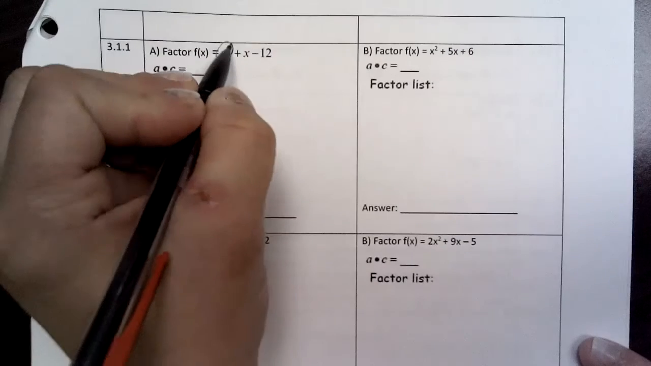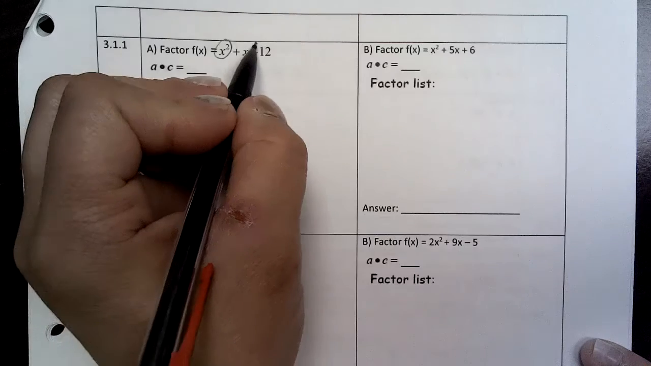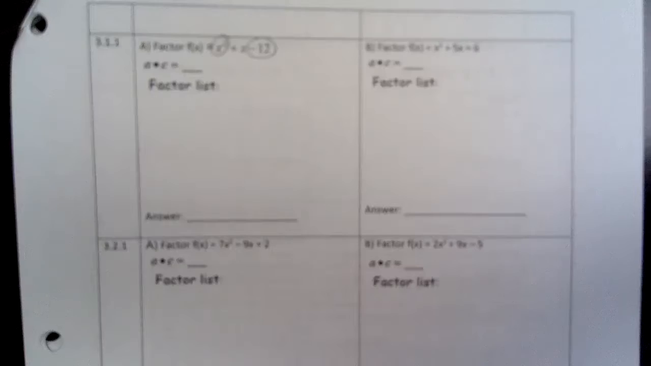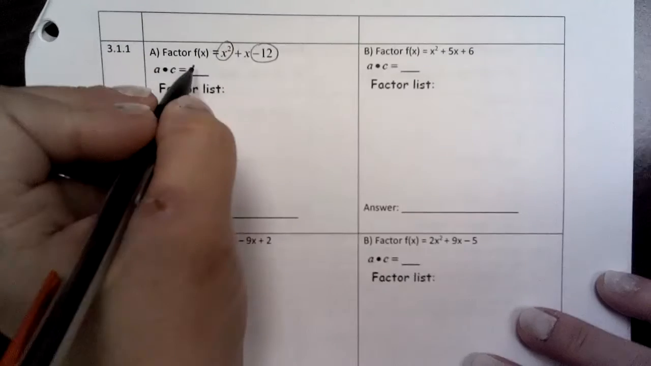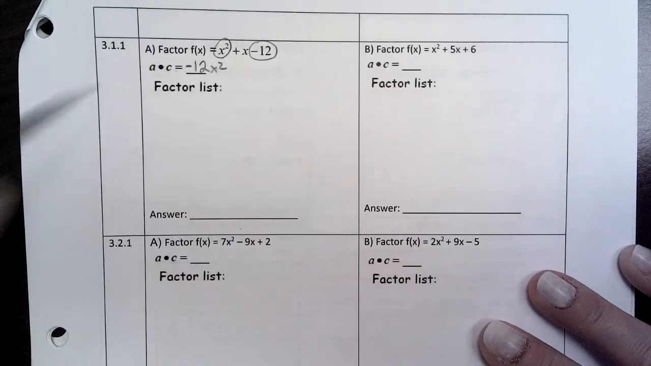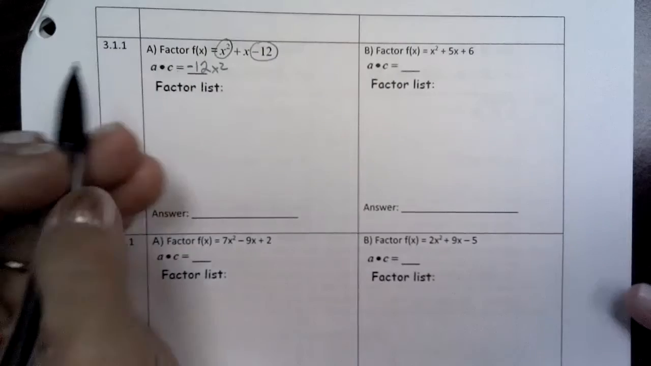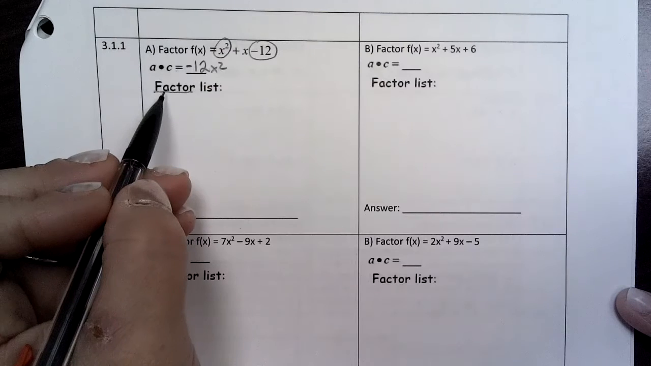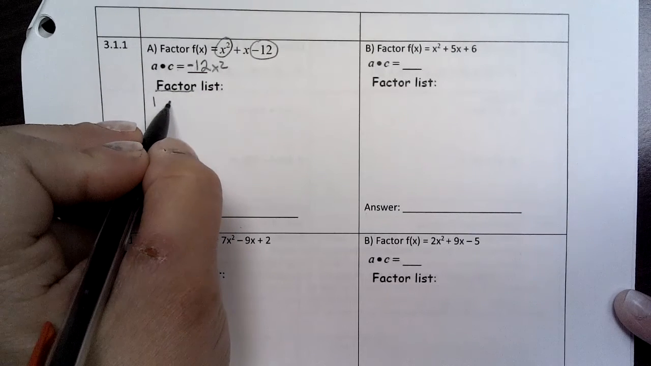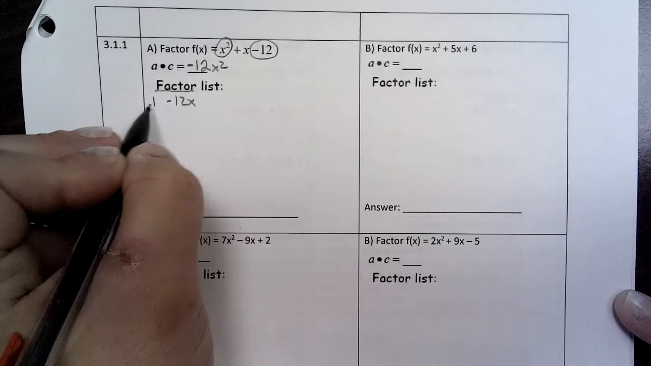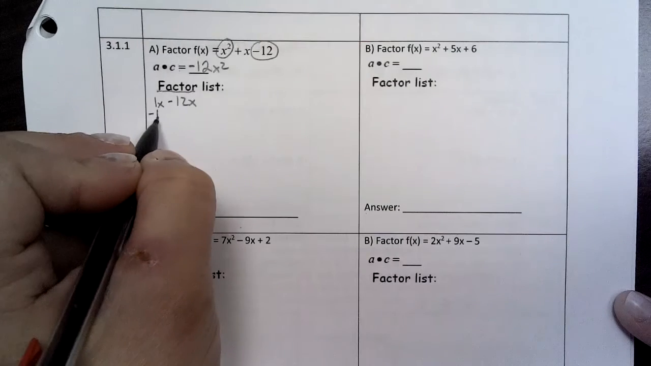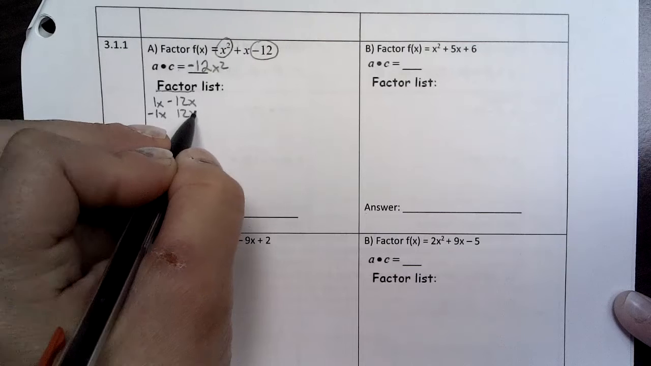So the first thing I'm going to do is I'm going to circle my A term and my C term, including any signs. Okay, so now I'm going to write down what my A times C is. So now my A times C is negative 12x squared. Okay, I need to make a list of factors. So remember, factors are 2 numbers that multiply to this. So I'm going to start with 1. So 1 times negative 12, okay, 1x times negative 12x. Or I could do negative 1x and 12x.